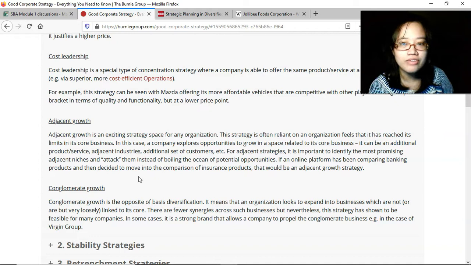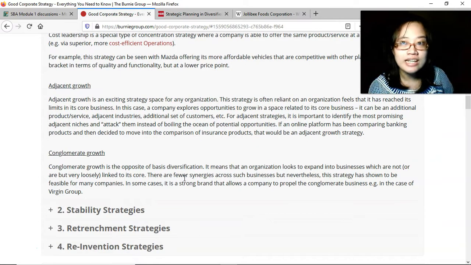Okay? If an online platform has been comparing banking products and then decided to move into the comparison of insurance products, that would be an adjacent growth strategy because both of them are financial services. Okay, so you have your banking, you have your insurance products, essentially related products. So you have your core business, and then you're trying to think of providing a new product, but instead of going into a completely different business, you go to the related business.